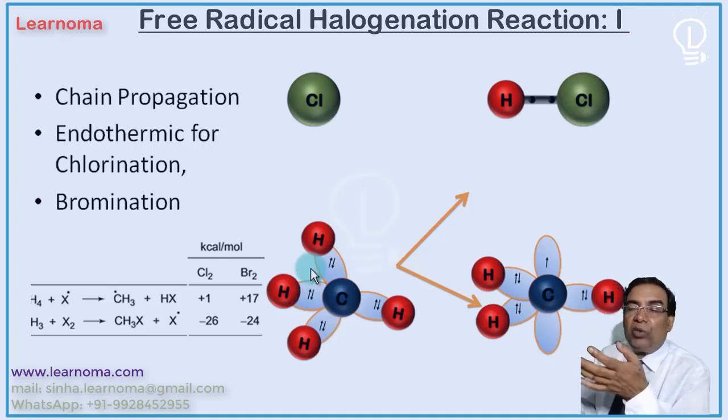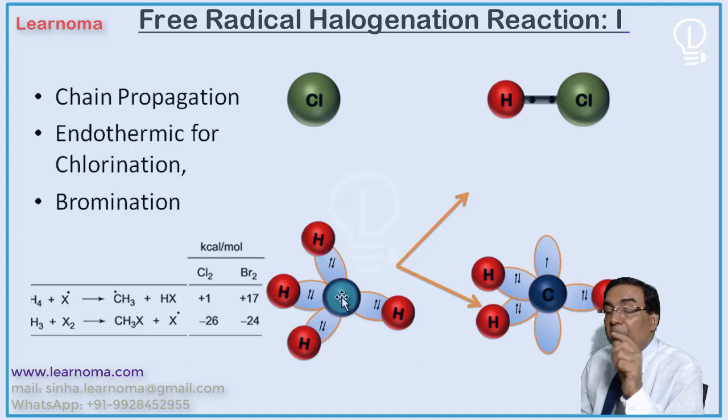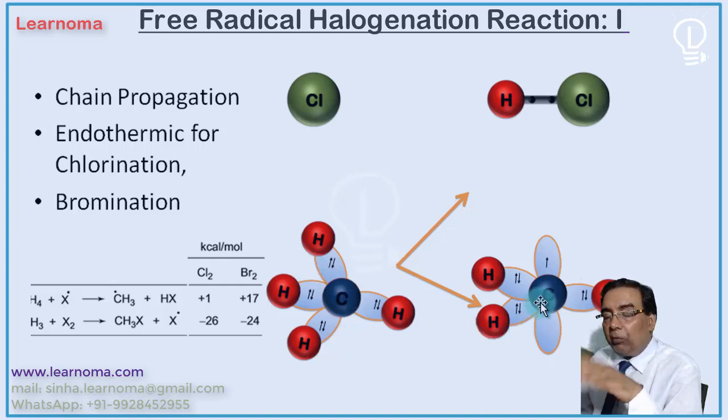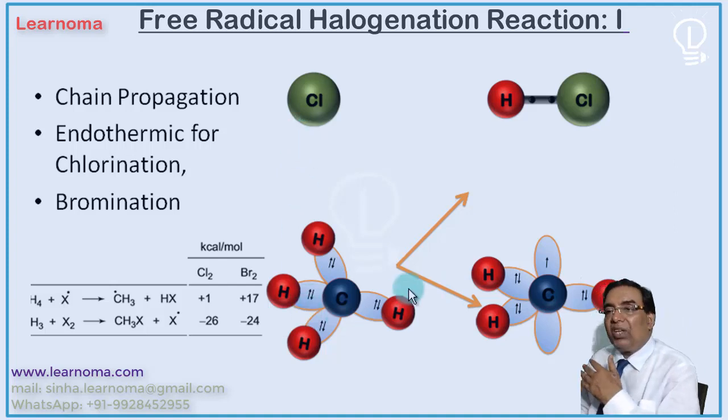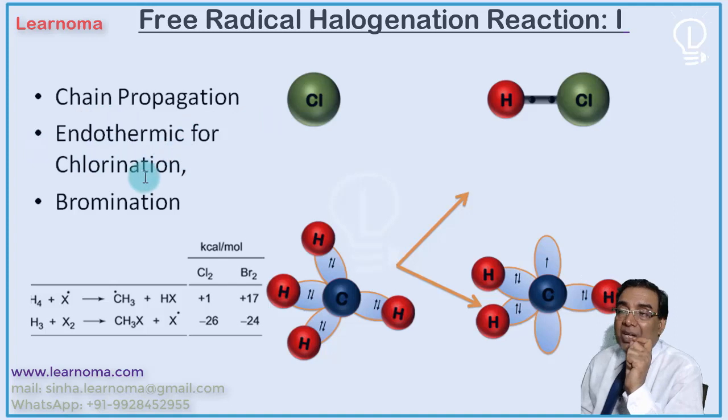The chain reaction is propagating like this. Radical producing radical, radical producing radical. This radical may not halt here. It will further react with another neutral molecule to give another radical. Chain propagation reaction. This is endothermic for chlorination. This is step 1 of the chain propagation. Not all chain propagation reactions are endothermic, mind my word. This is for the first step.